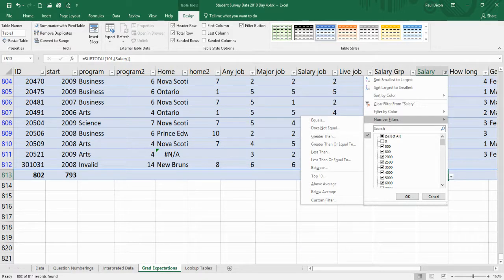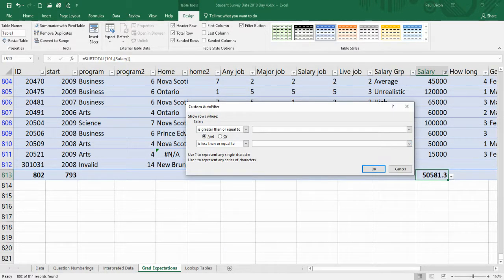So if I go to number filters, I can look at only ones that equal a number or don't equal, greater than or equal to. So I might want to have greater than or equal to 10,000, or less than, maybe less than 120,000, or less than or equal to, or between, above average, below average. Let me just do between.